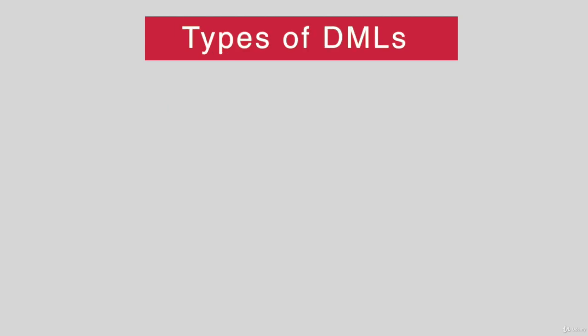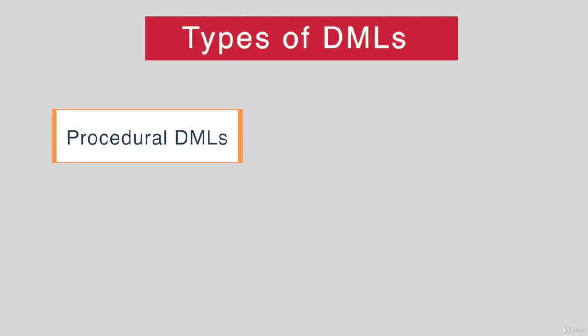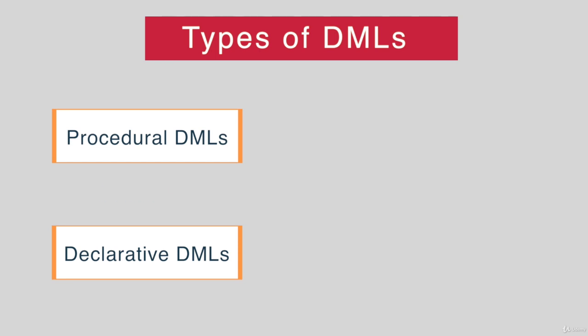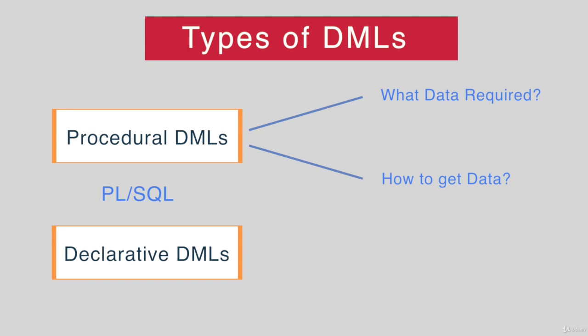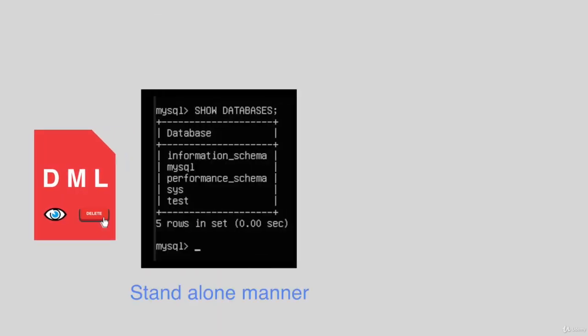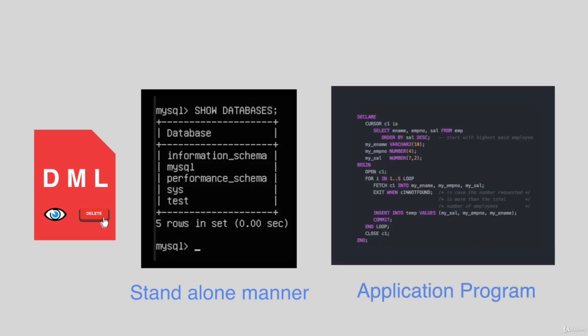There are two types of DMLs, procedural DMLs and declarative DMLs. In procedural DMLs, the user needs to specify what data is required and also needs to specify how to get the data. In declarative or non-procedural DMLs, the user just needs to specify what data is required and need not specify how to get the data. DML can be used in a standalone interactive manner or through an application program.